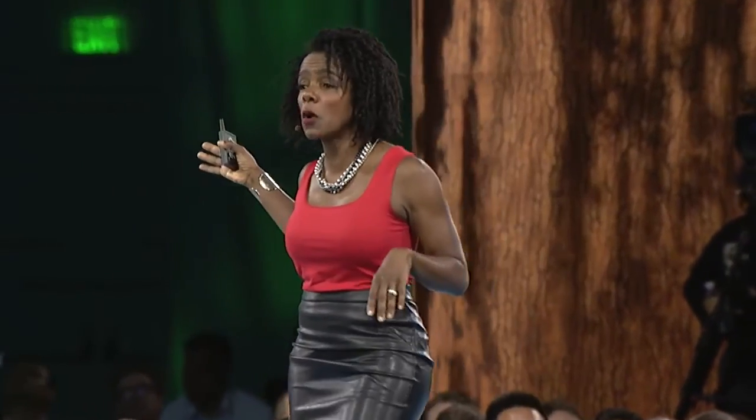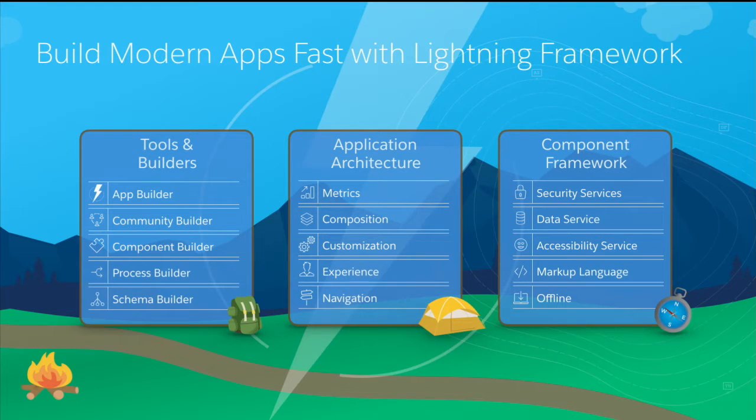And then there's the application architecture, which Srini spoke about, has all of those great things baked into it, such as metrics and navigation, all of that out of the box. And then there's the component framework. The component framework is so powerful because it has everything you need for every piece of functionality, including configuration with simple markup, customizations, and accessibility.